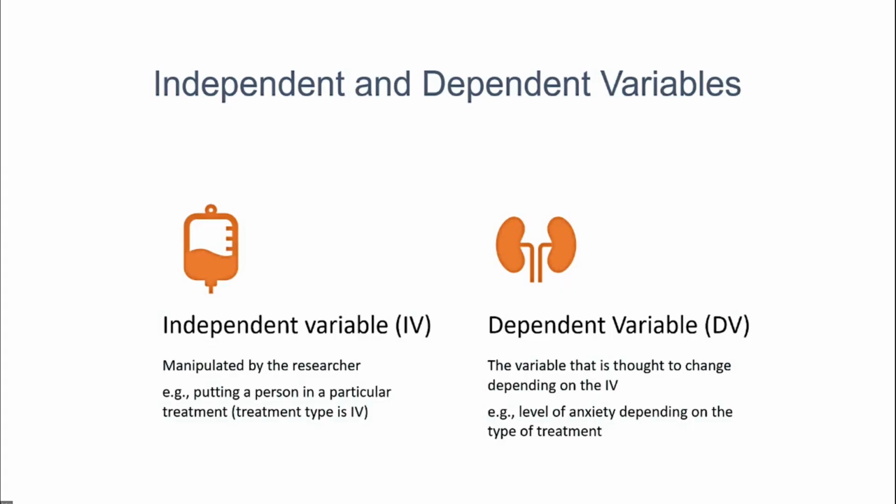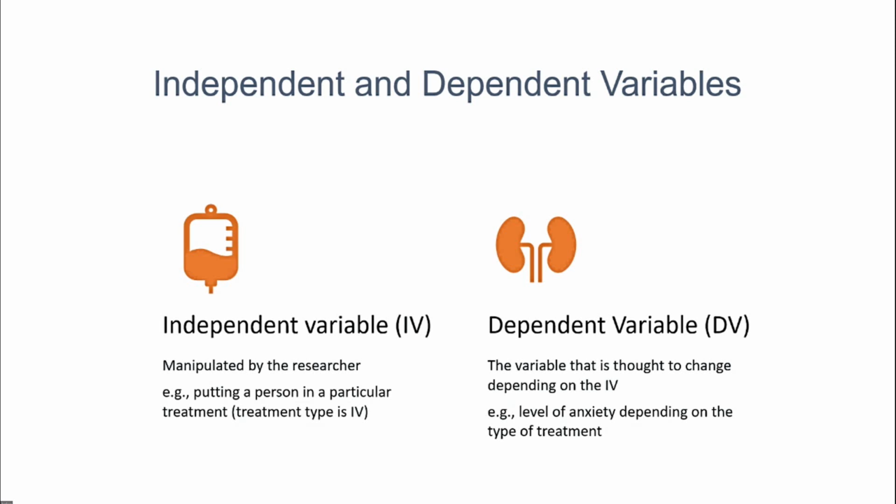So I want to go over a few other research topics before I get into how to do descriptive statistics. So just kind of a reminder of some of the things we learned in research methods. One of the things that we learned is the independent variable and the dependent variable. The independent variable is what we manipulate. So that's what we're changing in our study.